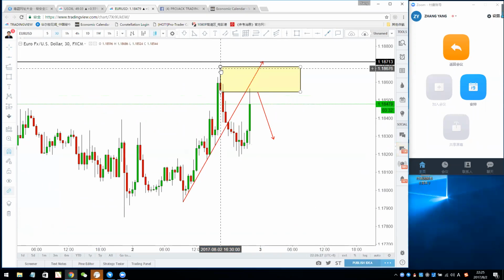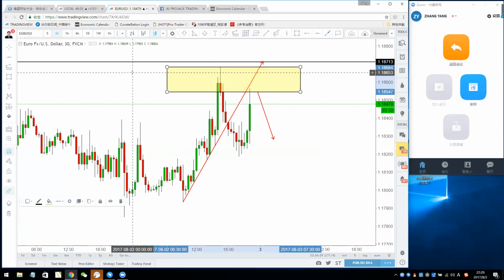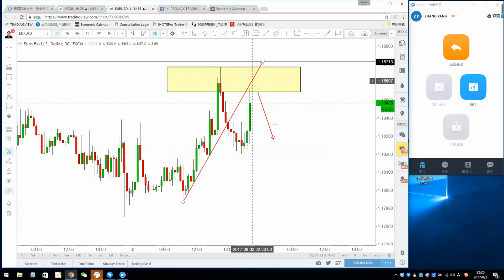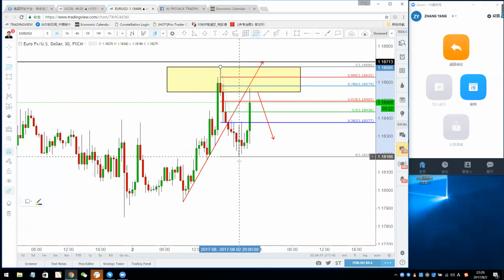You don't want to take a short or hold your shorts when the price makes another high. You want to short the pullback, and just pull back to the 786 level, I think. Yeah.